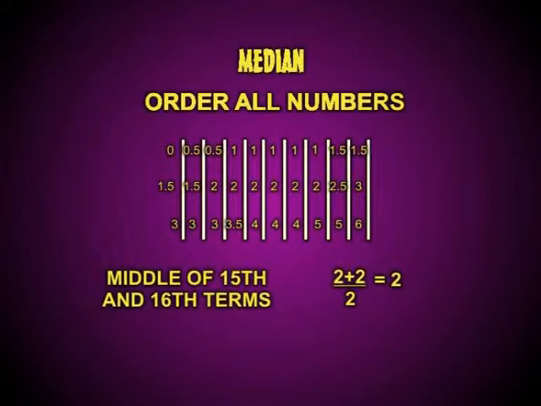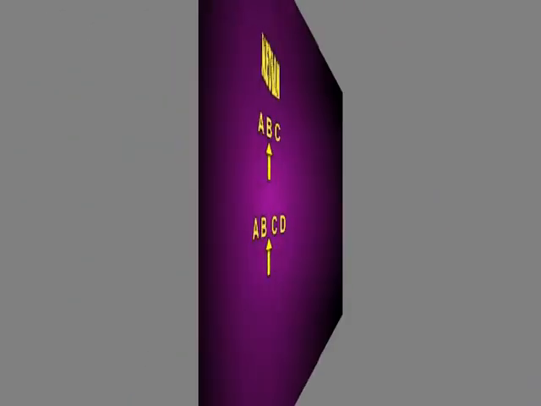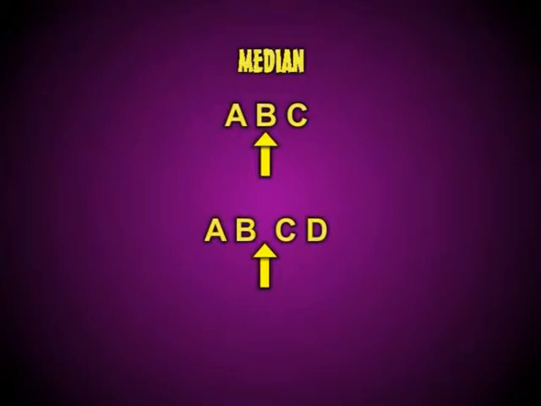The reason we had to do this, we had to add the two middle numbers together and divide it by 2, was because we had an even number of values. If we had an odd number of values, we'll just take the exact middle number. For example, if I've got these three values, let's just call it A, B, and C, B is the middle value. However, if I've got A, B, C, D, my middle value falls between B and C. So I'll have to add B and C together and divide it by 2.